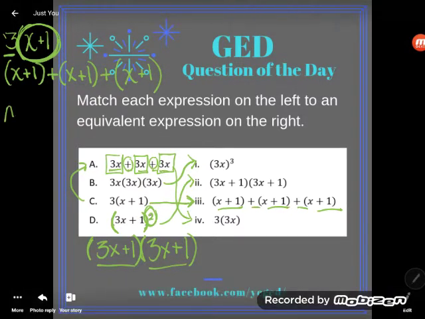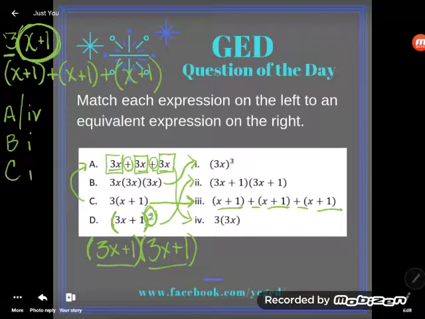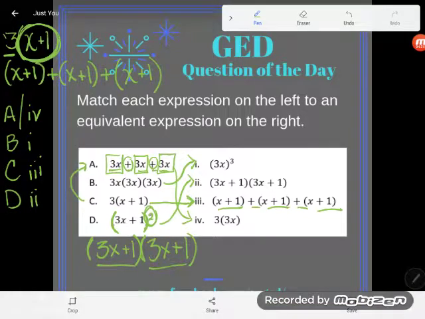Great. So we have A matching with 4, B matching with 1, C matching with 3, and D matching with 2. And definitely this is complex, but we've got to get to this level of reasoning by the time we get to the algebra on the GED.